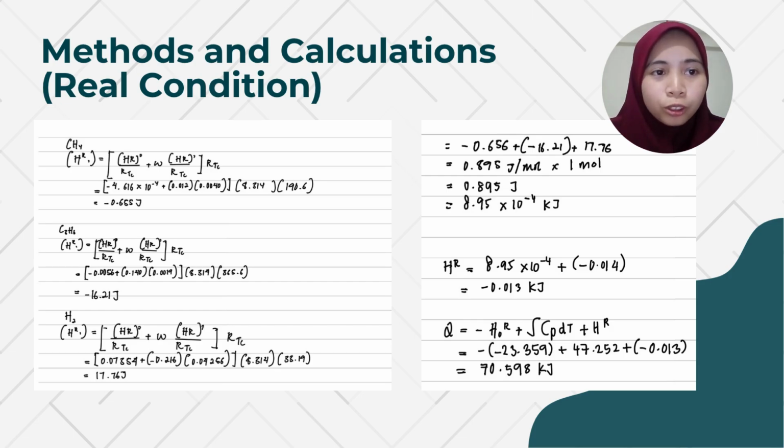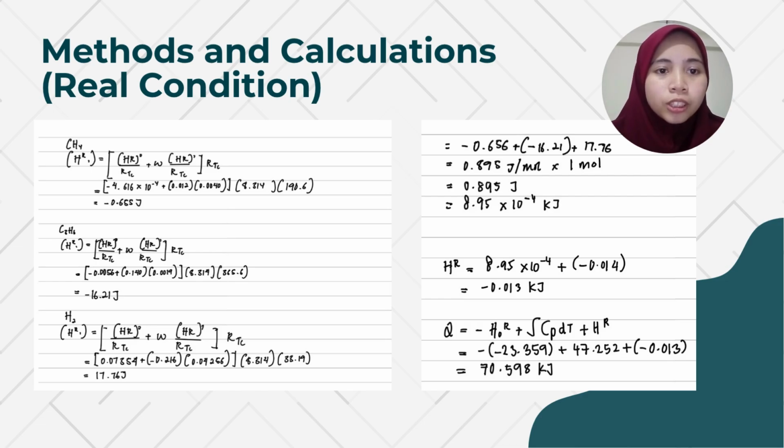Before we move on to the last step, we need to total up all the residual enthalpy on the product side. Here, negative 0.656 for CH4, negative 16.21 for C3H6, 17.76 for H2, and negative 0.014 for C2H4. So we get negative 0.013 kilojoule.